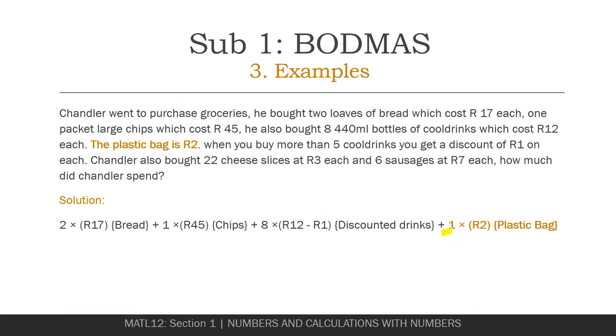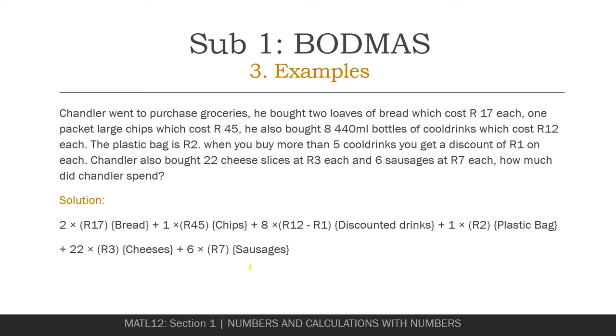So then if we continue, you find that he also bought one plastic bag, which is what I have here, one plastic bag at 2 Rand. And then he also bought 22 slices of cheese. So this is 22 cheese, 3. Right. So now you also see that he bought 6 sausages, which cost 7 Rand each. That's why we have quantity 6, and then the rand value is 7 Rand. So that's how the problem will be presented to you.